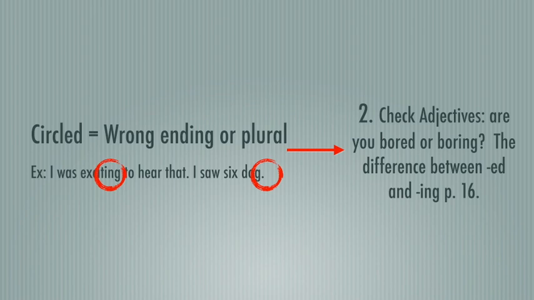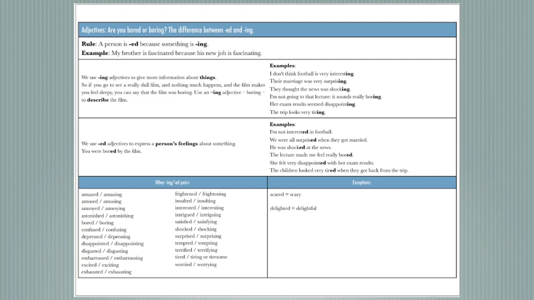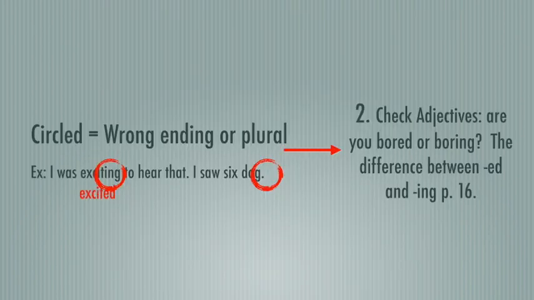The second option would be to check your adjectives. Are you bored or boring? At page 16, here you have all the rules to decide if you put an -ed or -ing at the end of your adjective. So here, I was excited to hear that. I saw 6 dogs with an S.